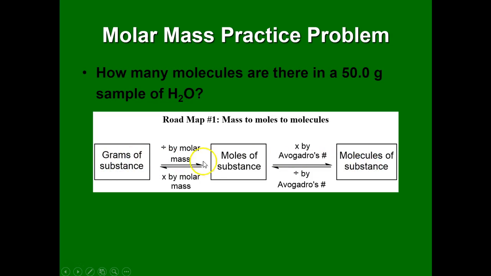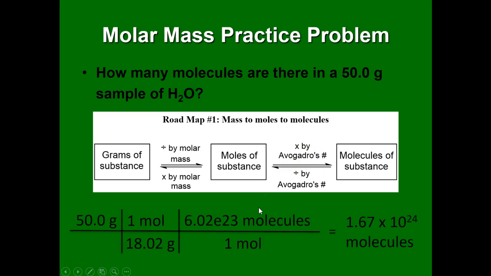Okay, to get from grams of substance to molecules of substance, you're going to divide by its molar mass because the top arrow is going in that direction. Then you're going to multiply by Avogadro's number because, again, the top arrow is going in that direction. So to get from here to here, you're going along the top. You're dividing by molar mass. You're multiplying by Avogadro's number.